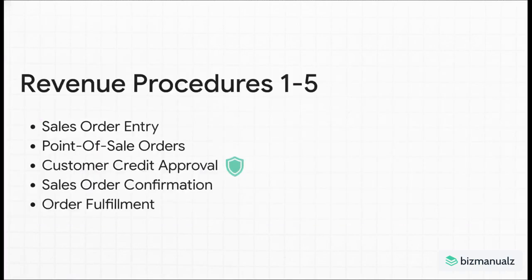To protect that cash flow, your download includes 10 deeply detailed, pre-written procedures. Here's the first half of that list: sales order entry, point of sale orders, customer credit approval and terms, sales order confirmation, and order fulfillment. Just think about the sheer value of having a documented customer credit approval procedure ready to go on day 1. It ensures your team knows exactly who they should be extending credit to, and that instantly protects your company's operational cash flow from bad debt, literally before a sale is even finalized. It's a real game changer.